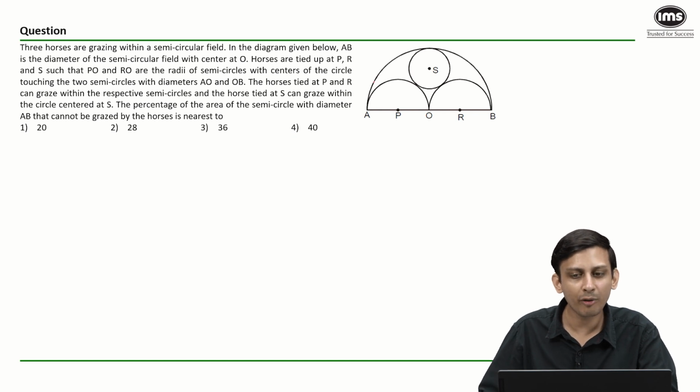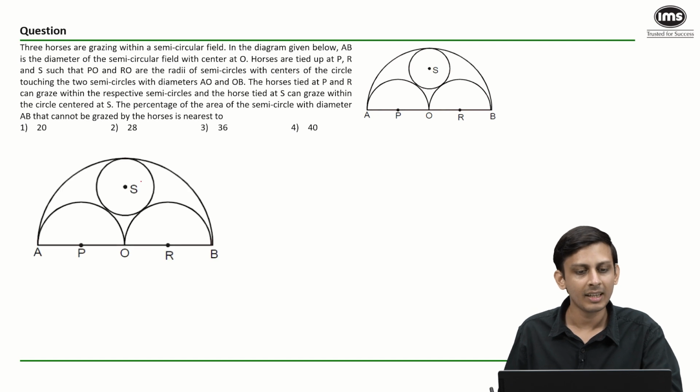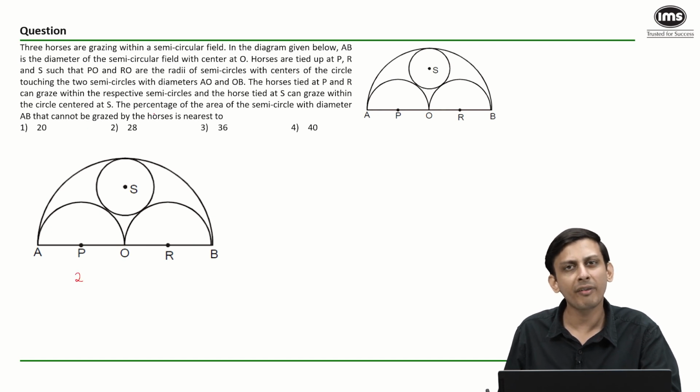Okay, so we basically have to find this area as a percentage of the total area, because the horses can graze within the smaller semicircles and within the circle. So we have to find the remaining area as a percentage of the total area. Now, first of all, let's assume the radius of the larger semicircle to be 2. Ultimately, we have to find a percentage, so let's assume a convenient value.